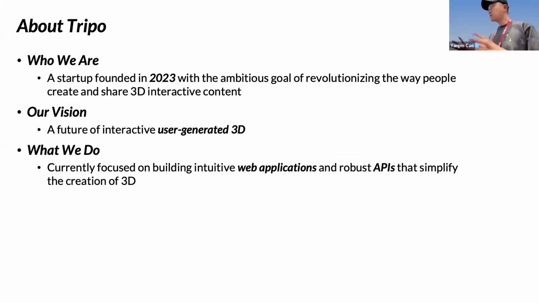And so this vision of building a future of interactive user-generated 3D led us to found Triple. We are a team dedicated to building a new generation of 3D tooling and applications from the ground up, specifically designed to leverage these modern AI capabilities. Our focus is on simplifying 3D creation through AI, with an emphasis on assets and platforms optimized for real-time interactive environments. And our vision is a future fueled by interactive and user-generated 3D.